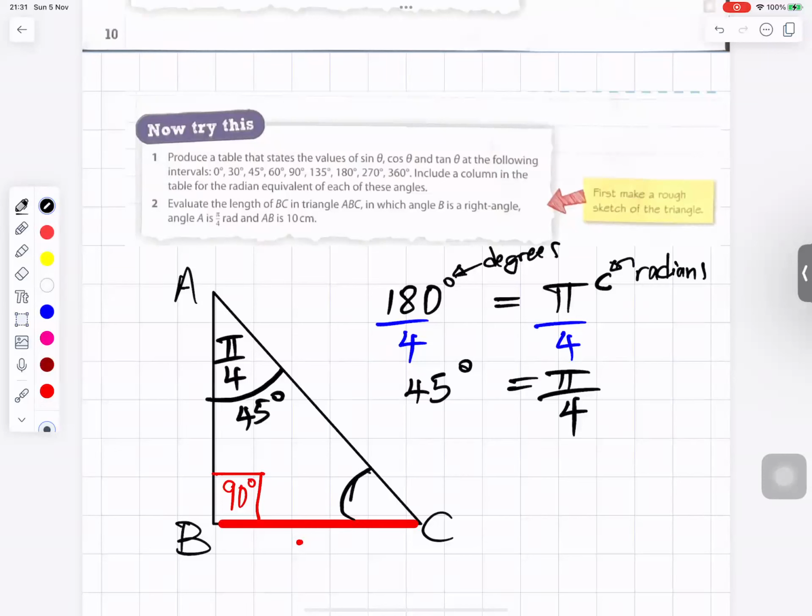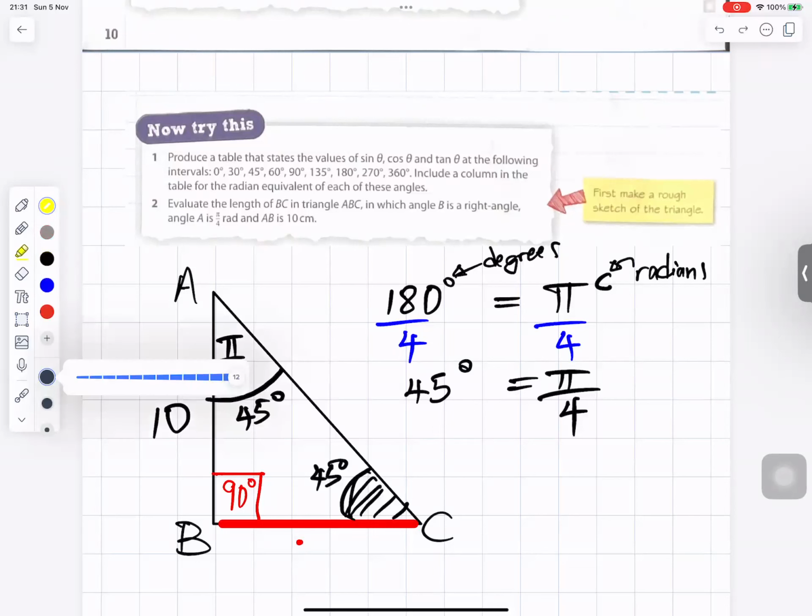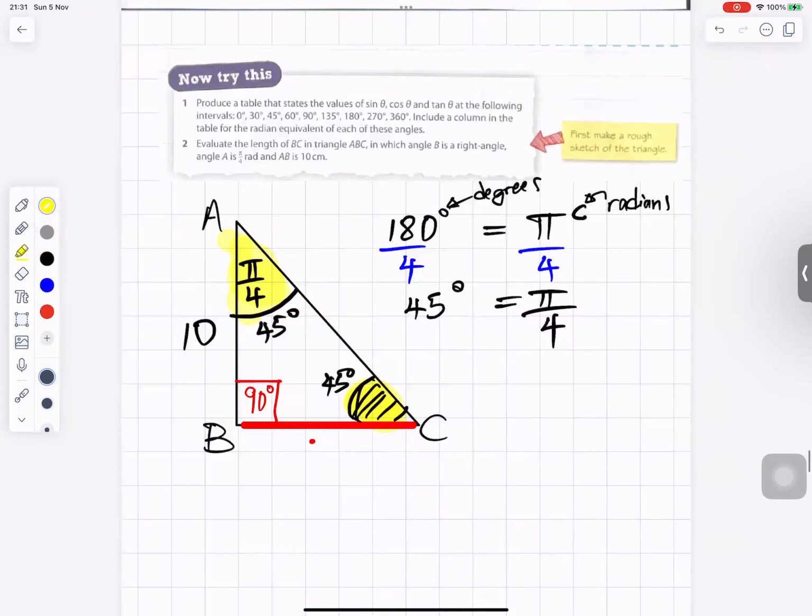So what would this angle C equal to? 45 degrees. And it tells us AB is 10. What kind of triangle has two angles the same? Isosceles. So the two angles there, I put them in yellow. That angle is the same as this angle. So it's an isosceles triangle.